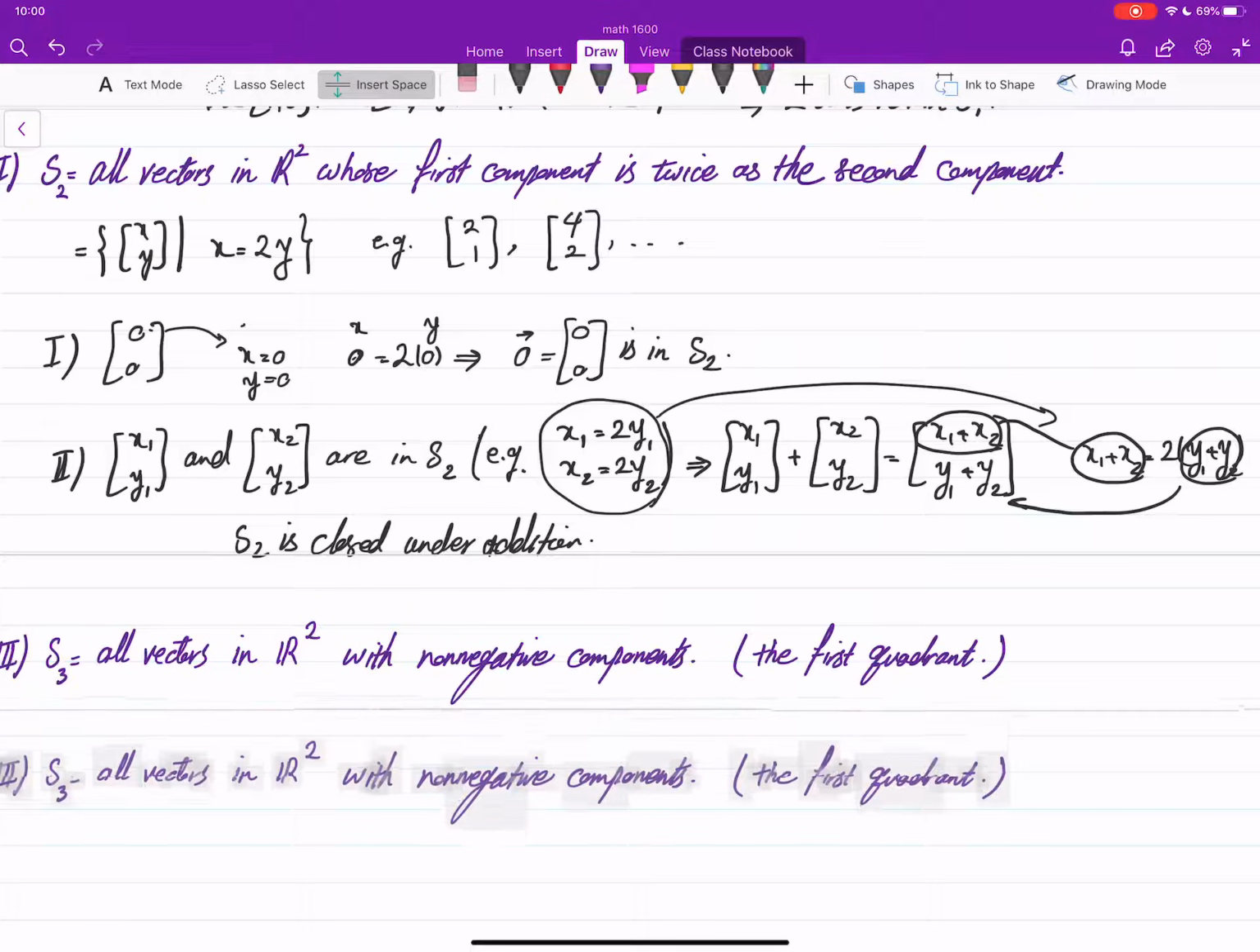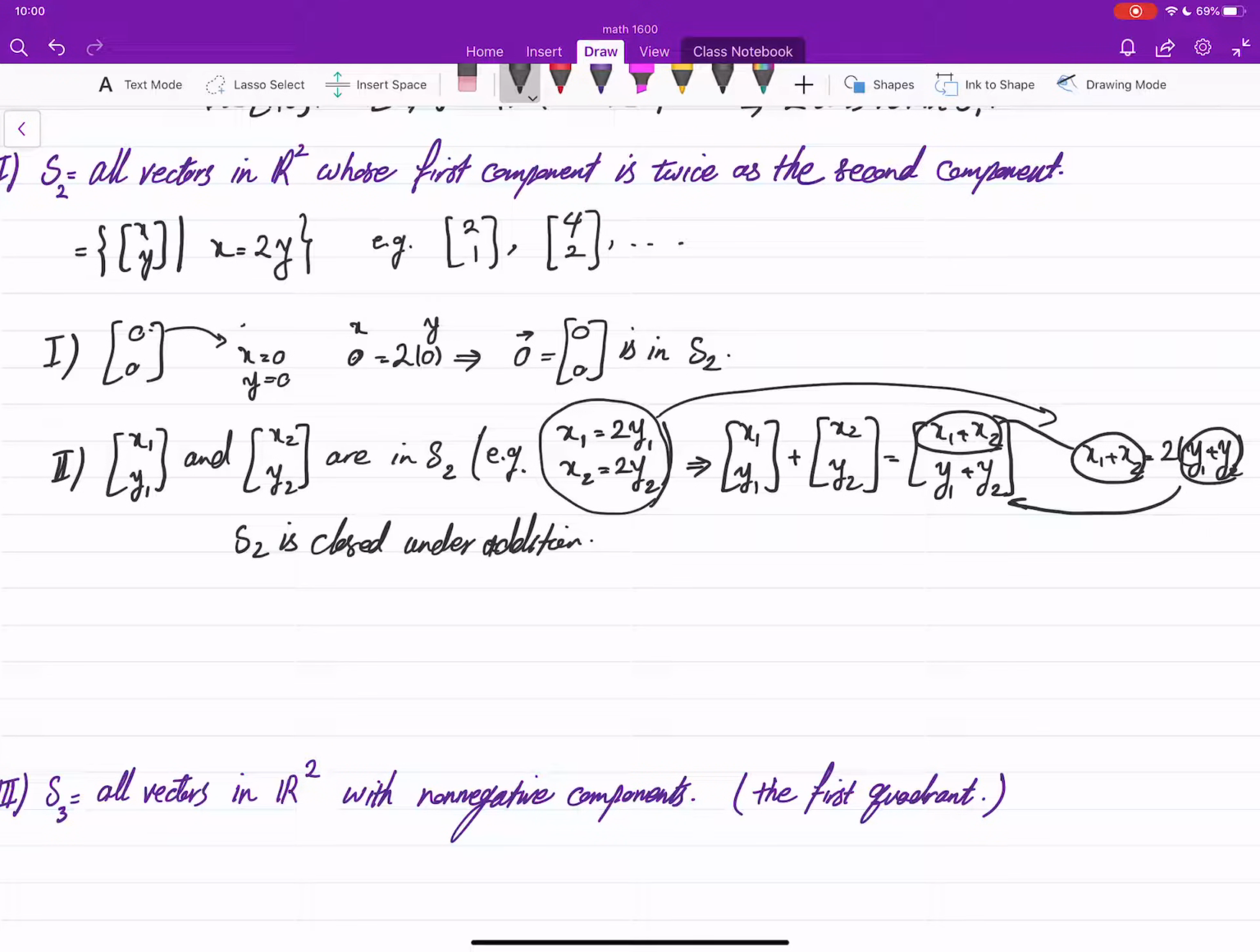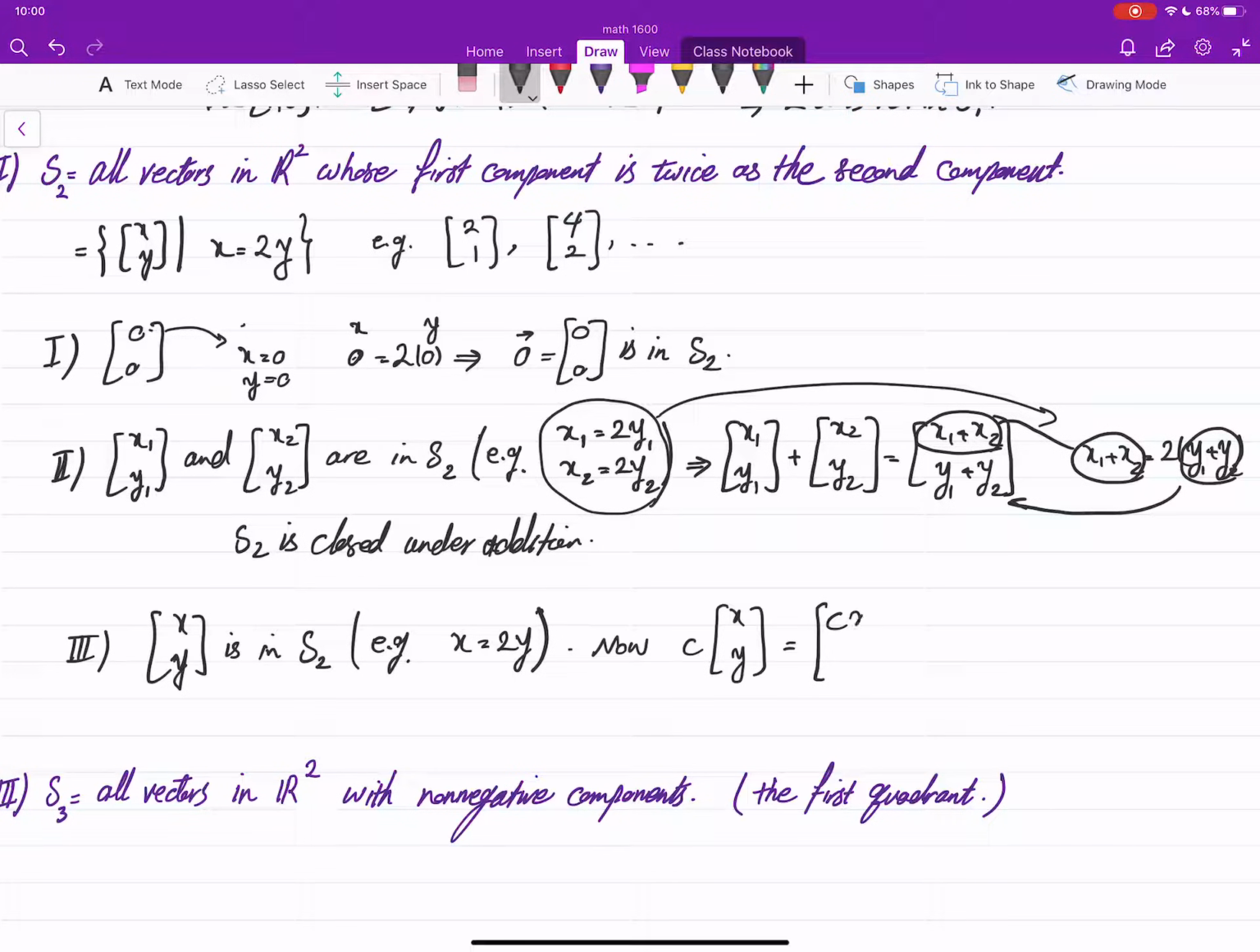And let me do the third condition. How about closedness under scalar multiplication? So we always start with a vector (x, y) in S2. Means that x is twice y. Then we want to see, if I multiply this vector by a scalar, what does scalar multiplication do? You multiply that scalar to all the components.